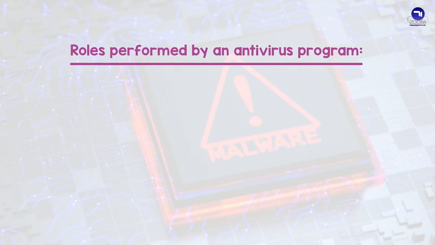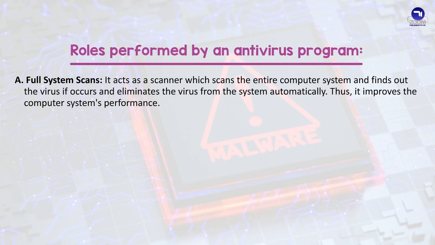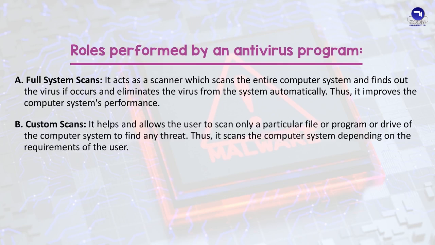Roles performed by an antivirus program. Full system scans. It acts as a scanner which scans the entire computer system, finds out the virus if it occurs, and eliminates the virus from the system automatically. Thus, it improves the computer system's performance. Custom scans. It allows the user to scan only a particular file, program or drive of the computer system to find any threat. Thus, it scans the computer system depending on the requirements of the user.